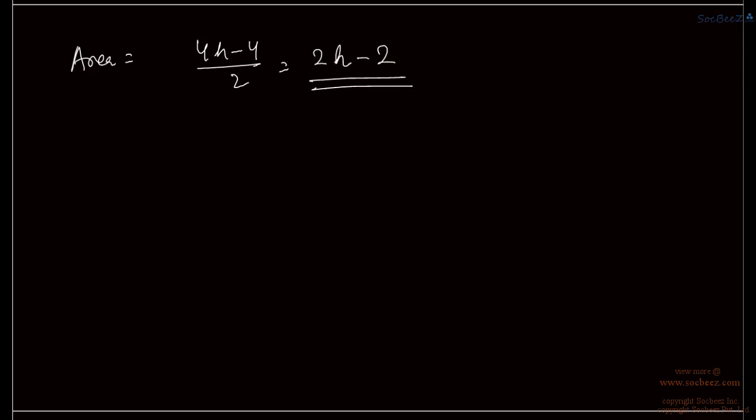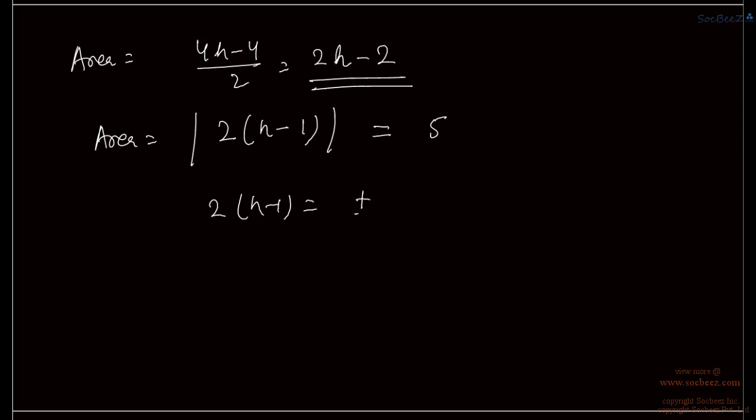So we have area as 4h minus 4 upon 2, which is 2 times h minus 2, 2h minus 2. But this quantity can be negative or positive, so we have to take the modulus of that. So area is basically 2 times h minus 1, modulus of that. This is equal to 5, or we have 2 times h minus 1 is equal to plus minus 5.